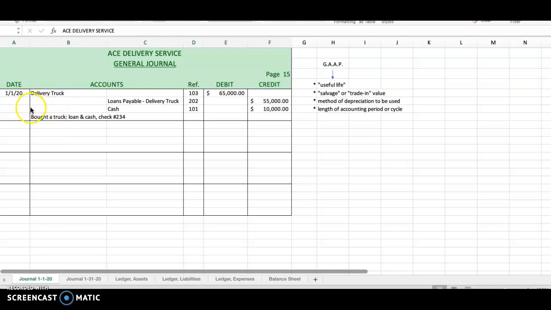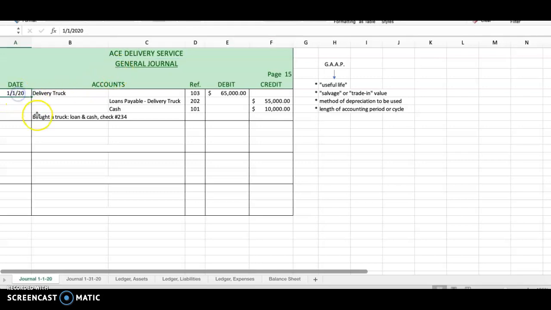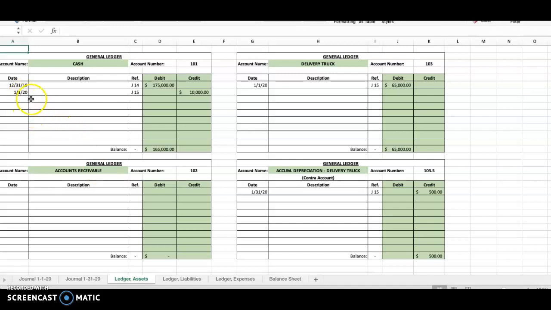First of all, let's take a look at what happened here. Ace Delivery Services are in business. On January 1, 2020, the company bought a delivery truck, brand new truck, valued at $65,000. They took out a loan for $55,000, put a down payment down in cash of $10,000, and it would be put into the ledger. Nothing new here.